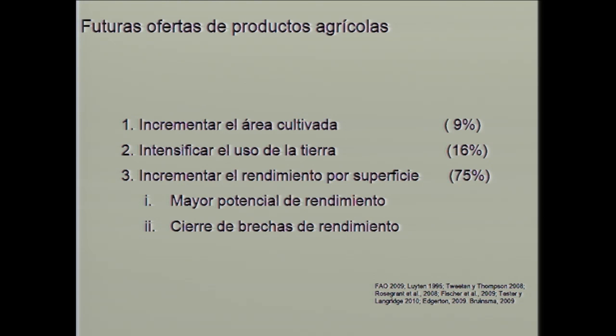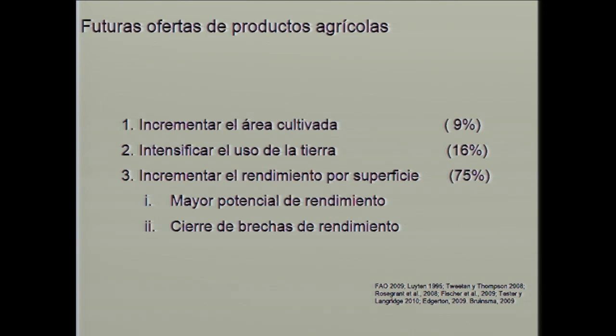Another way is intensifying the use of land. What does this mean? This is doing more or planting more crops per time unit to have double crops, and this can be increased only by 16%. We are talking about the world numbers, global numbers. And what is the way that could best help us to increase yield is increasing yield by surface unit. More than 65% of this increase will come in this way.